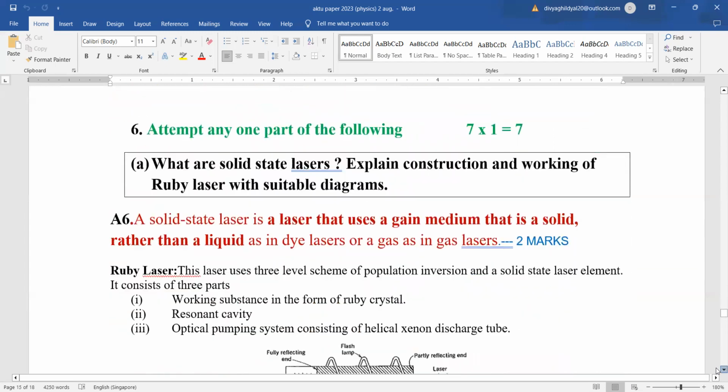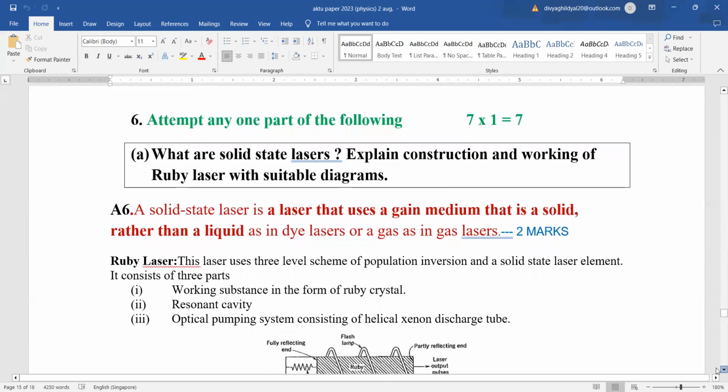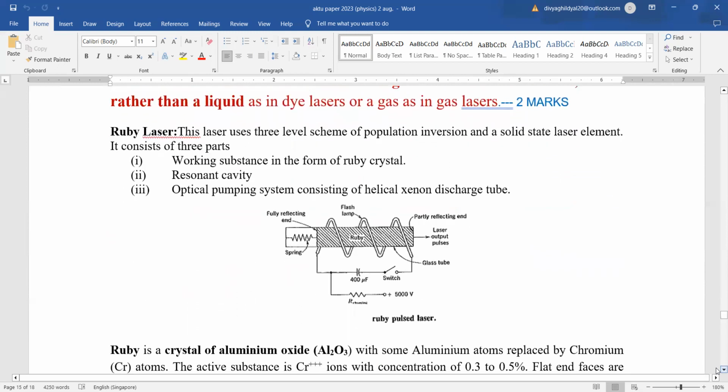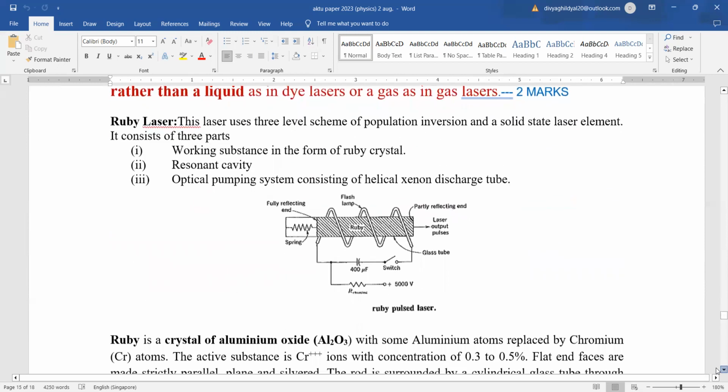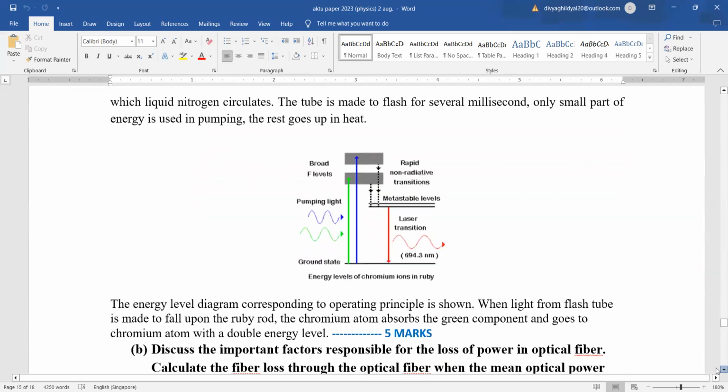What are solid state lasers? Explain construction and working of ruby laser with suitable diagram. Every year, either ruby laser or helium neon laser comes. It's a very regular trend. So solid state laser is a laser that uses a gain medium that is solid rather than a liquid. And then you can explain the ruby laser in detail. This whole detail you can check in my laser series.